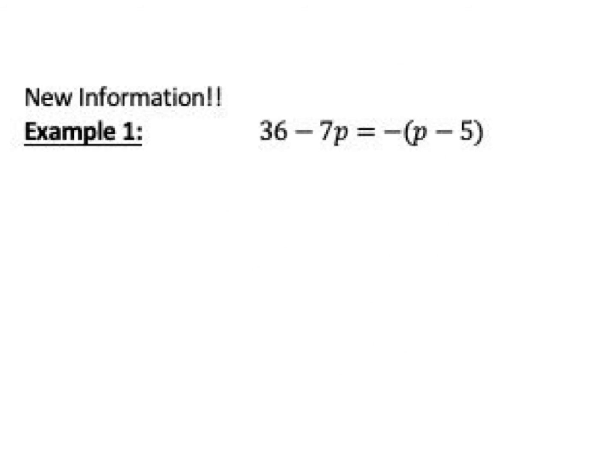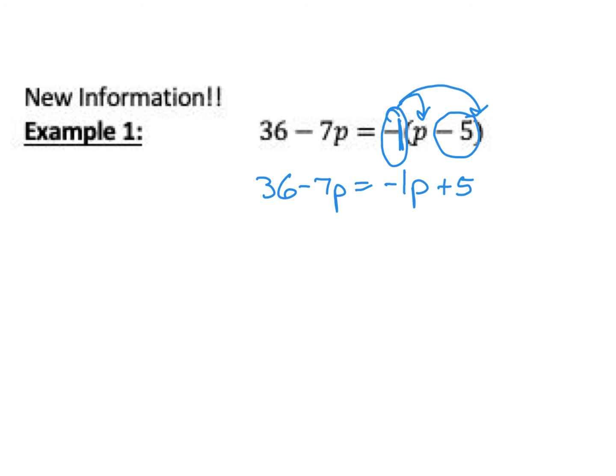Okay. All right, now we're going to get into the new pieces of information. So we're going to look and see if we have anything inside the parentheses we can combine. No. Remember when we have a negative on the outside, that really means that we have a negative 1. So I'm going to take my negative 1 and multiply it in. So I'm going to say negative 1 times p is negative 1p. Negative 1 multiplied by negative 5 is a positive 5. Everything else stays the same.